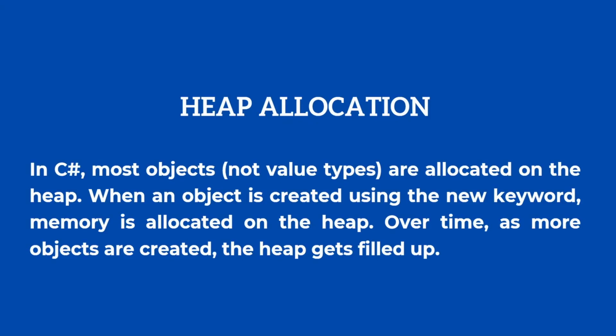And now I will try to explain the garbage collection in a bit more detail. What is heap allocation? In C#, most objects are allocated on the heap. When an object is created using the new keyword, memory is allocated on the heap, and over time, as more and more objects are created, the heap gets filled up.